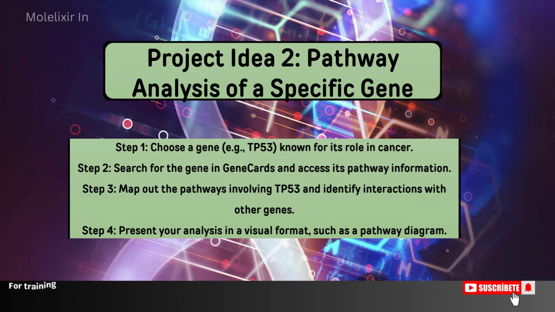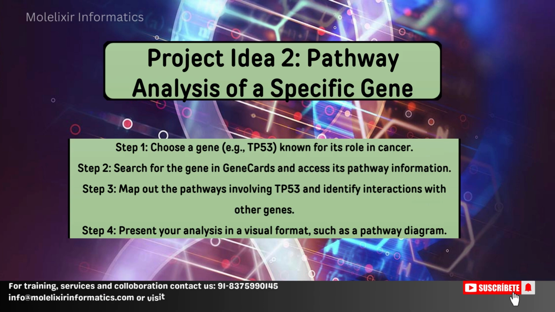Second project idea is pathway analysis of a specific gene. Its steps include Step 1. Choose a gene, for example TP53, known for its role in cancer. Step 2. Search for the gene in GeneCards and assess its pathway information. Step 3. Map out the pathways involving TP53 and identify interactions with other genes. Step 4. Present your analysis in a visual format such as a pathway diagram.